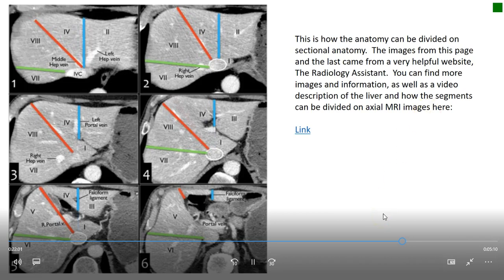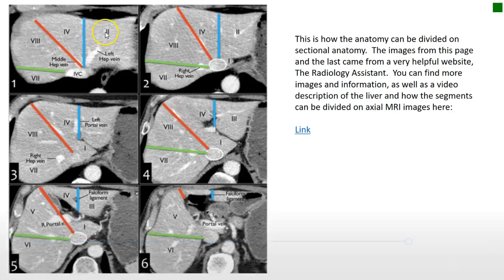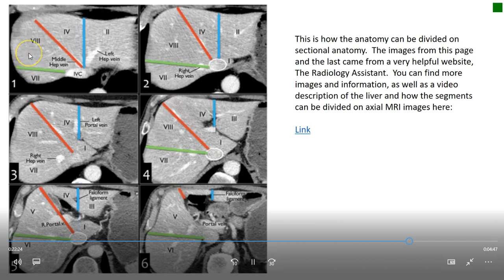And these are some nice axial slices of a human liver. And it's a CT scan. Got the white bone in the back and the IVC contrast. And you can see if you start at the top here, number 1, this is the most superior. And we've got the left lobe of the liver here and the right lobe of the liver here.